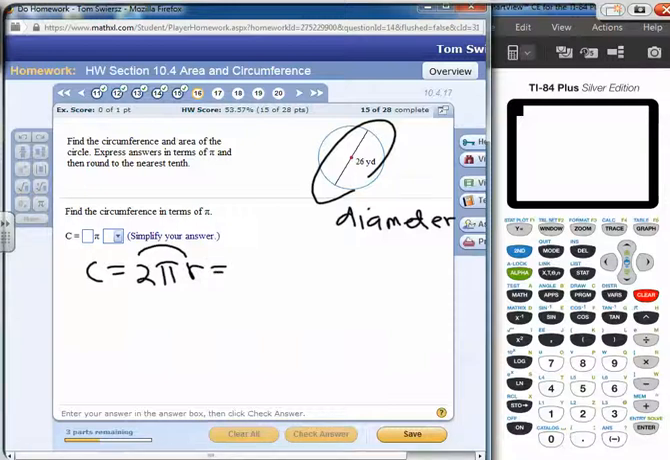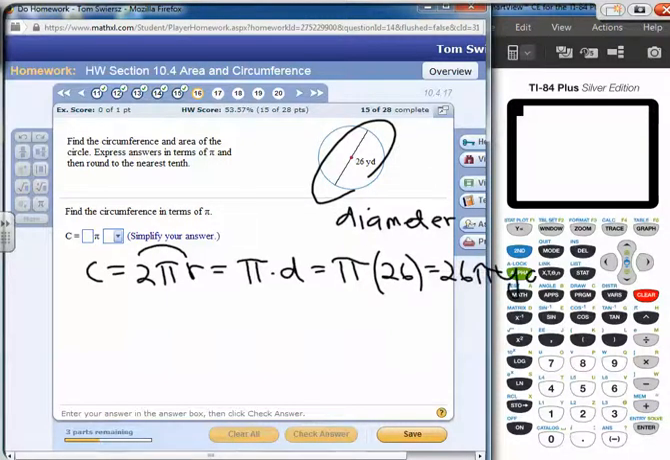So you can go pi times d. Either formula will work. Okay? Because 2 times the radius is the diameter. So pi times the diameter, which is 26, we're going to get 26 pi.